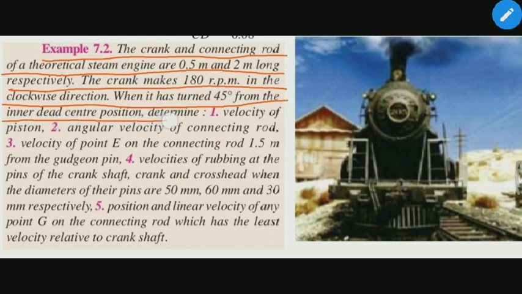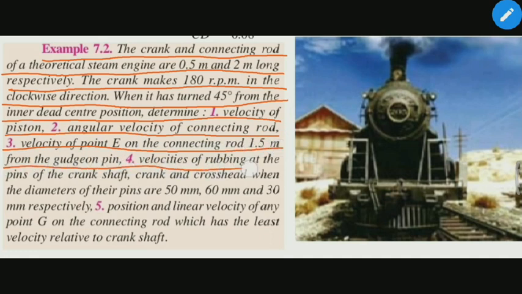from the gudgeon pin, velocities of rubbing at the pins of the crankshaft, crank and crosshead when the diameters of their pins are 50 mm, 60 mm and 30 mm respectively, position and linear velocity of any point G on the connecting rod which has the least velocity relative to the crankshaft.